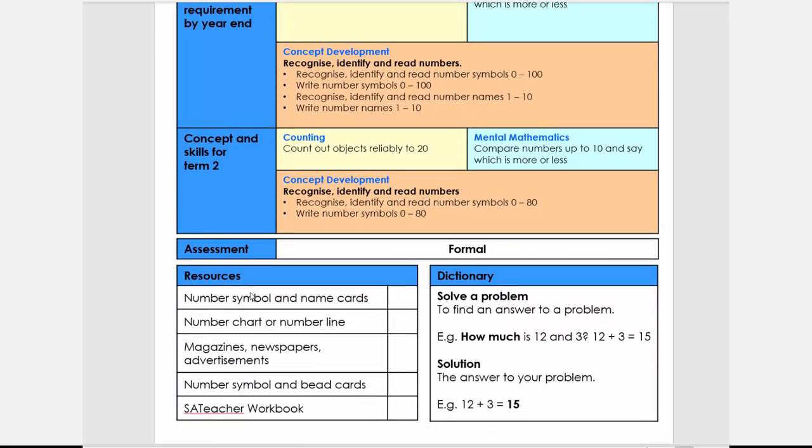Then I'm going to pause at the resources and the dictionary. So the resources you can then prepare. And then the dictionary are those words for you as parents or teacher to understand certain concepts, terminology, vocab to support your child in this lesson.